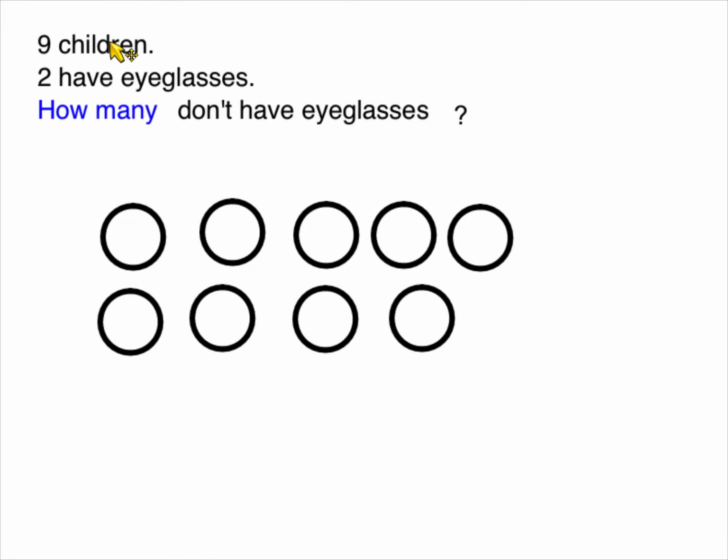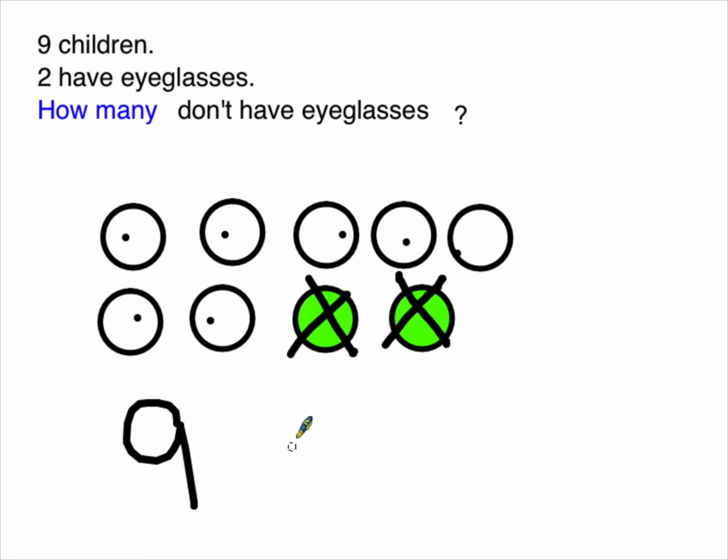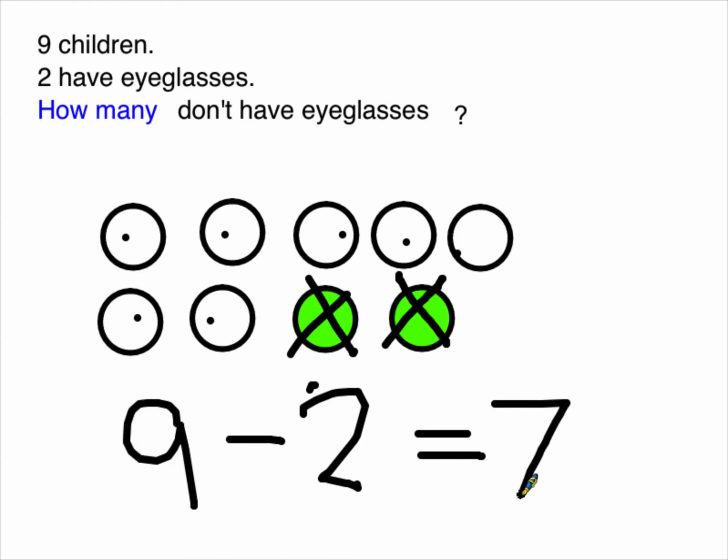I started with 9. 2 kids have glasses. So what do I do to show that 2 kids have glasses? I could do lots of things. I could color them in. These kids have glasses. Or I can X them out. Same thing. These 2 have glasses. How many don't have glasses? 1, 2, 3, 4, 5, 6, 7. So I started with 9. I took away the kids with glasses, and I have 7 left over who don't wear glasses.